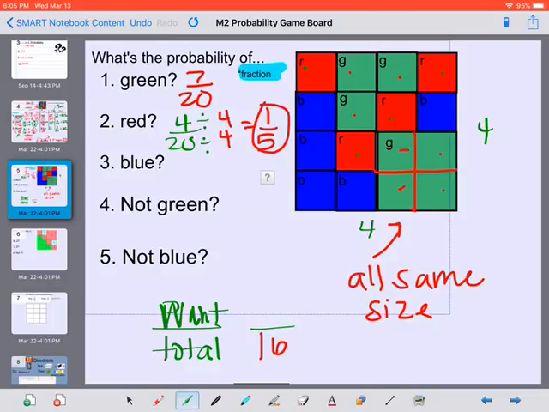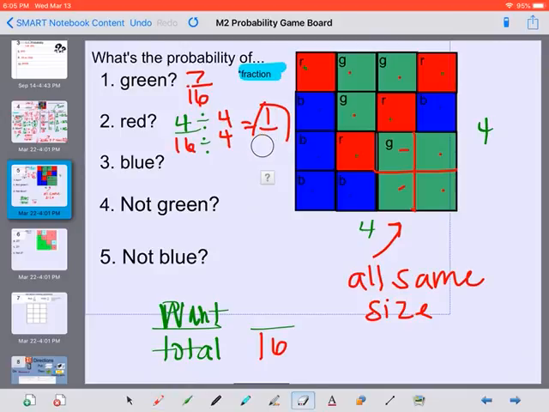How many blue sections are there? There are 1, 2, 3, 4, 5 blue sections. 5 out of, oh my gosh, you guys, I keep saying 20. I messed up. There's 16. Why did I think there's 20? 16. We got to go back and fix that.